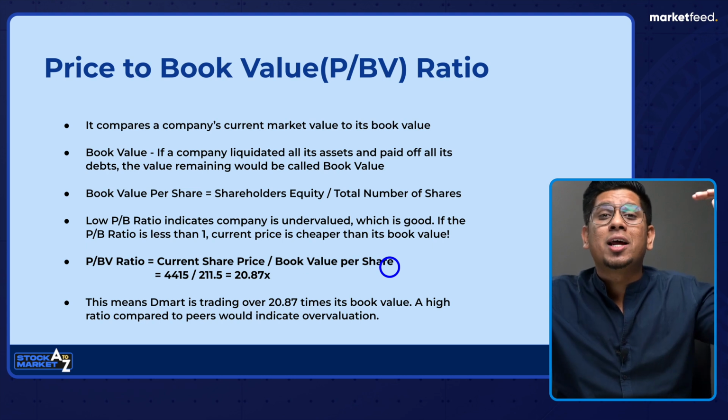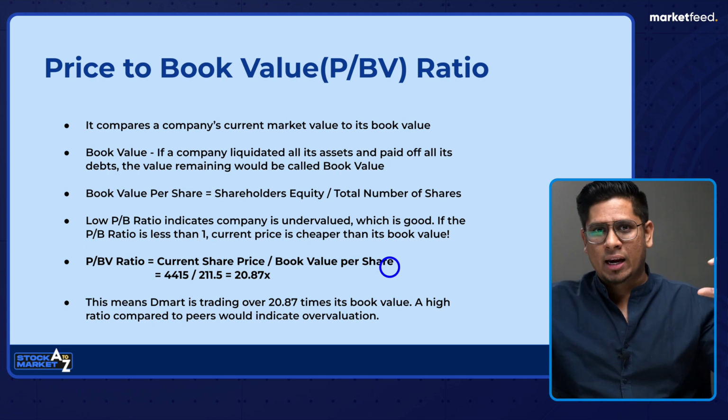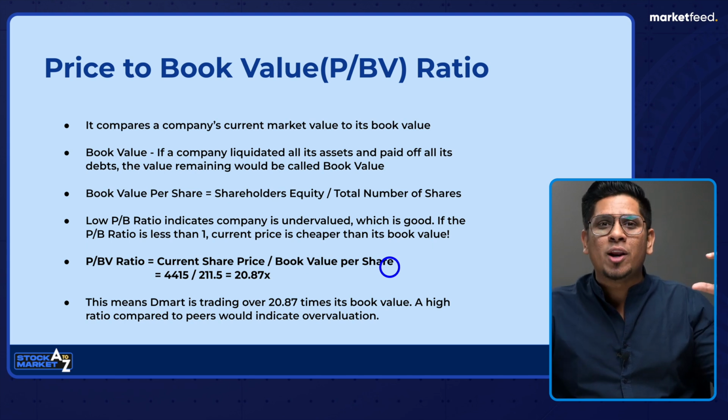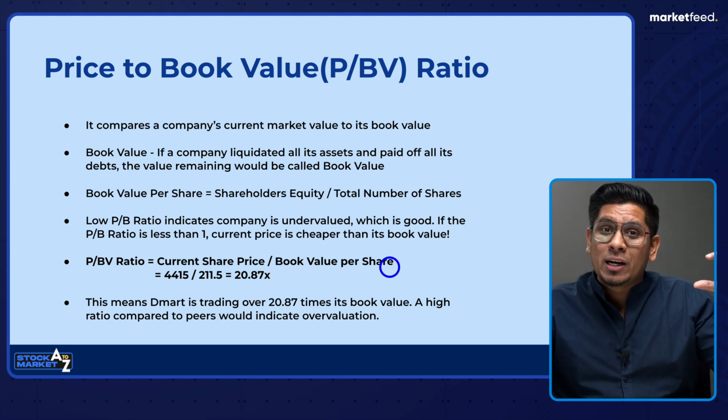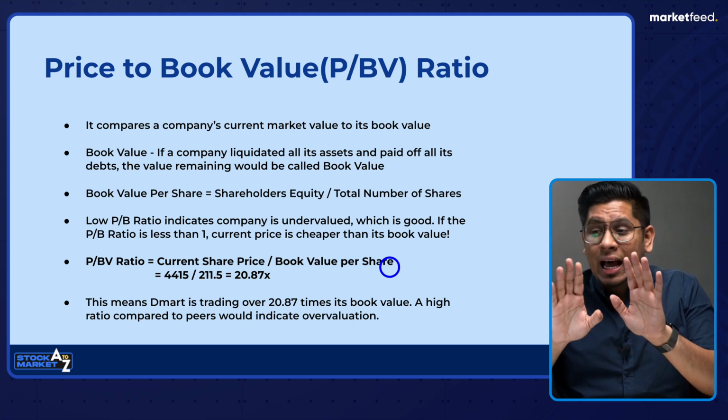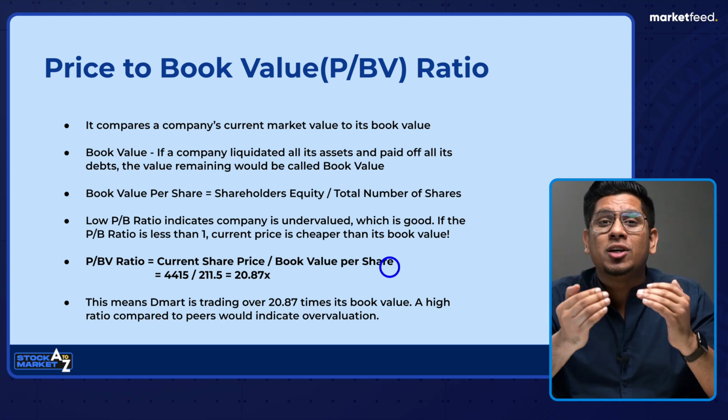Now, what is current market price into total number of shares? Market capitalization. What is book value per share into total number of shares? Total book value of the company. Current market capitalization is lesser than the book value of the company is what it means when the PB ratio is under 1.